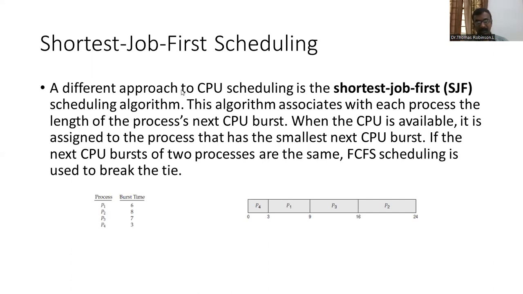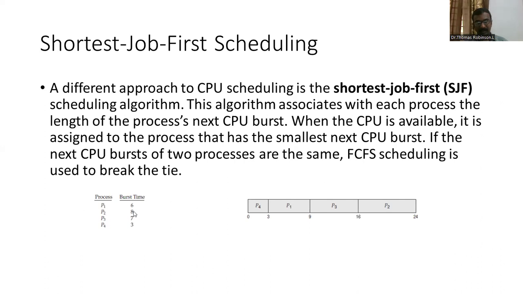Now according to this algorithm, as mentioned, it is the shortest job first. So the burst time decides which jobs are short or long. In this particular list of burst times, 6, 8, 7, 3, out of these 4, 3 is the shortest one. So 3 is assigned to P4. This P4 job is carried out first.